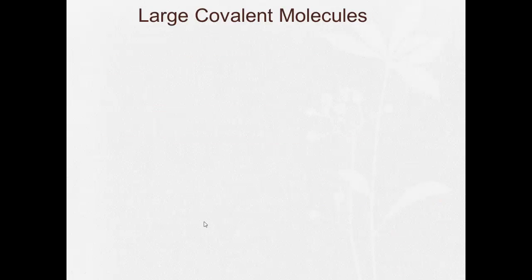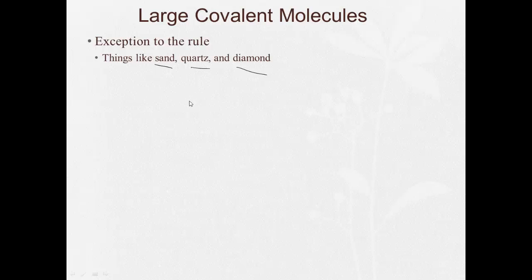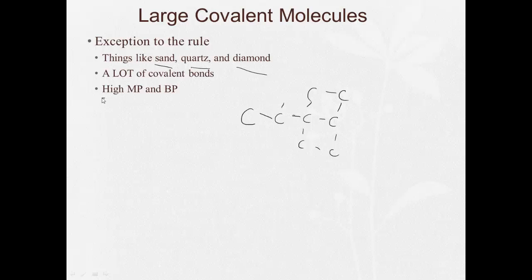Now, you have some exceptions. If you have really large covalent molecules, things like sand, quartz, diamond, right? These have a lot of covalent bonds, right? Diamond is basically just carbon, forming a whole network, and 3D too, so it has its diamond shape, and that's due to there being lots of covalent bonds all linked together. So large covalent molecules can have a high melting point and a boiling point because of the strength of a whole lot of bonds holding them together. However, they still don't conduct electricity.